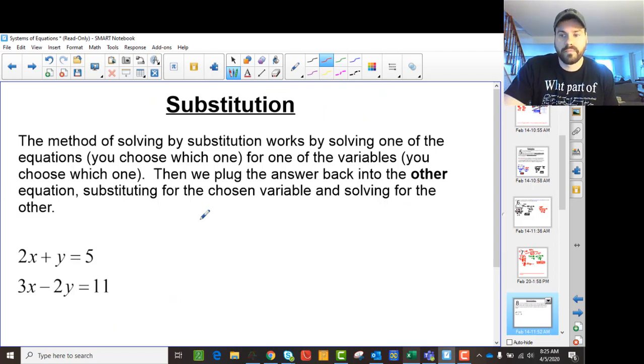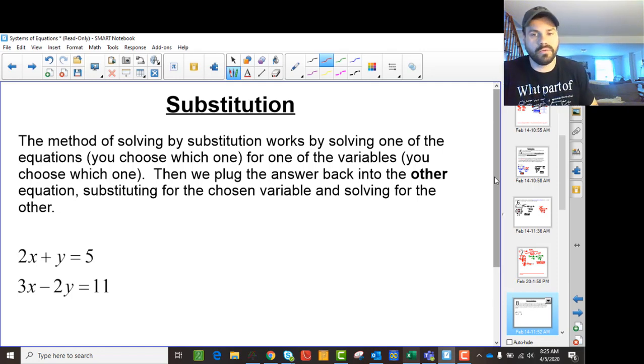The third method is the method of substitution. So the method of substitution is exactly what it's describing. You solve one of the equations and then substitute it into the other. Okay, so to do that, I'll show you what I mean. We imagine, I'm just going to label these equations 1 and 2.